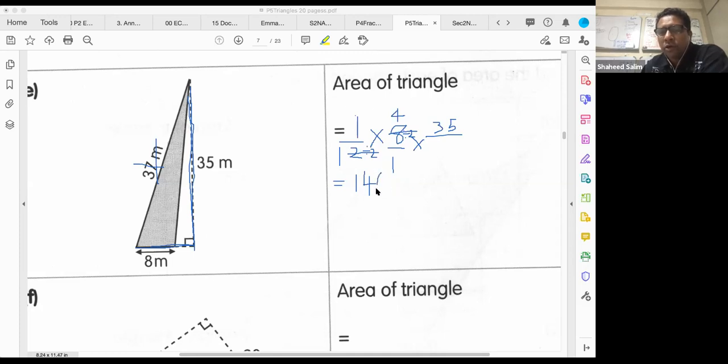140. 140 what? You look at this meter, so it must be square meter. Okay, so the same thing, we try for the next one.